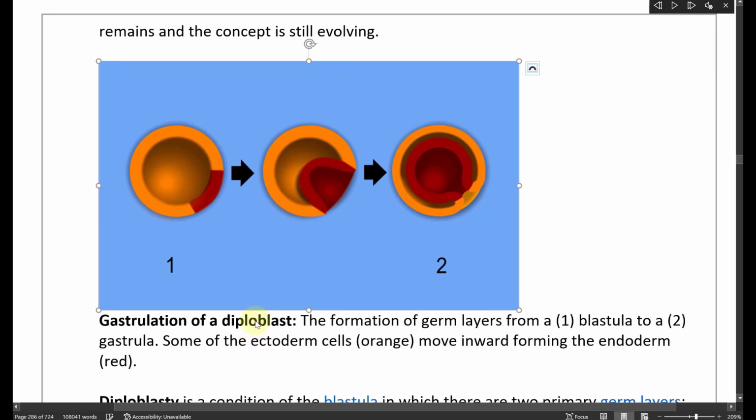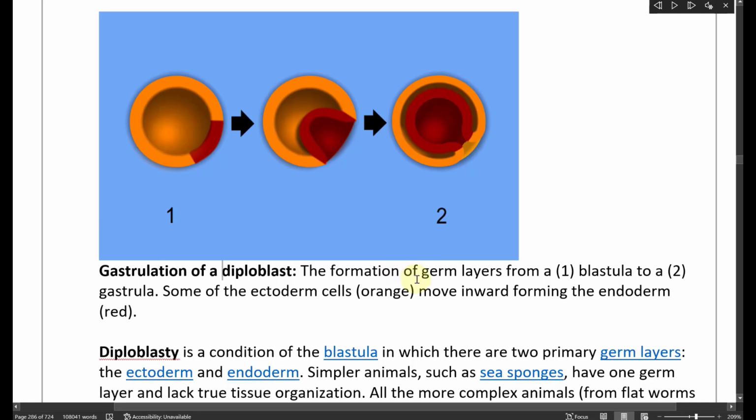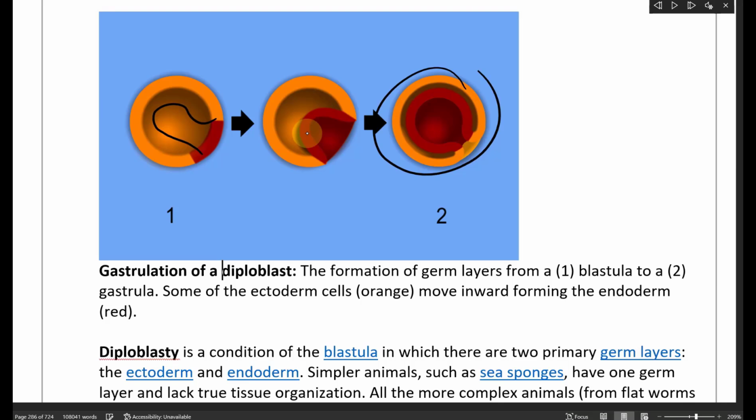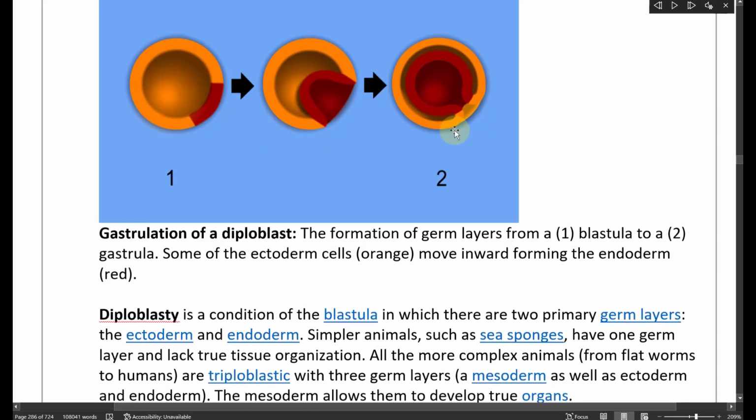So gastrulation of a diploblast. Let's see the pronunciation here. Diploblast. So gastrulation of a diploblast: the formation of germ layers from a blastula to a gastrula. You have a blastula right here, and then it folds inwards on itself. So this folds inwards, and you get this setup over there. You get the gastrula like that. Some of the ectoderm cells, the outer ones, orange, move inward, forming the endoderm, the red. So you have the outer ectoderm cells folding in on themselves to form the endoderm in red.